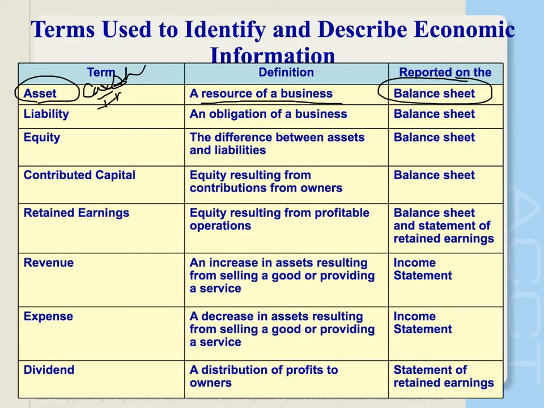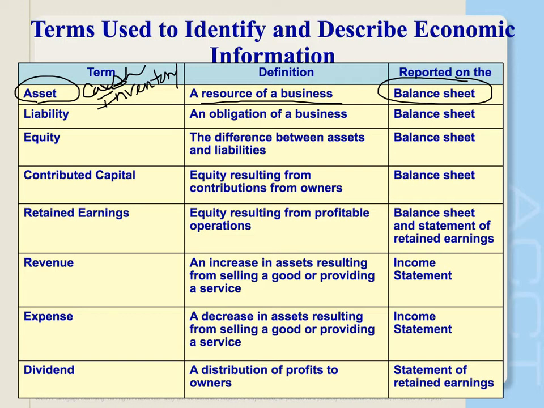Inventory would be a resource of a business, right? Because we would sell that inventory to get money, which would mean that we would have money. So that would then be a resource. So those are some examples of what assets are.